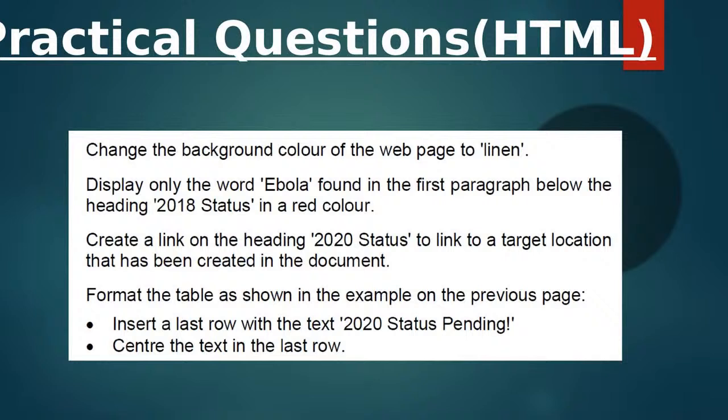We need to create a link on the heading 2020 status. Okay, so we need to insert a hyperlink on that. Format the table, and okay, as shown in the example. So obviously you'll see that and then do those things over there. Our center, that's where we're going to use our align tag. Align equals center.